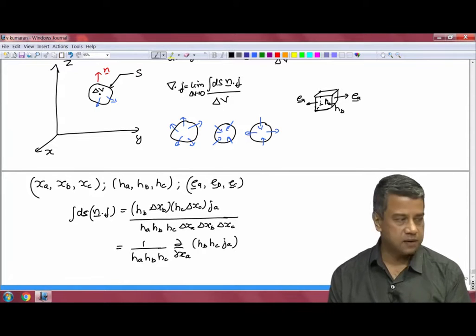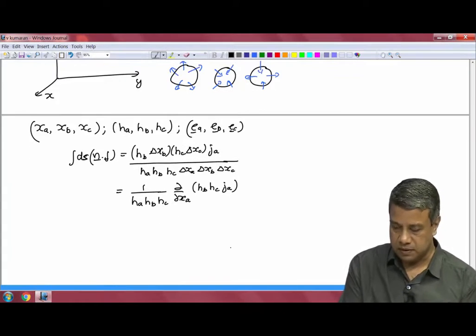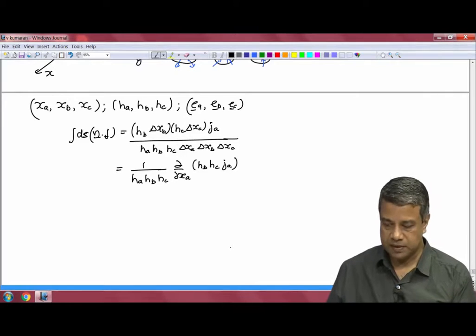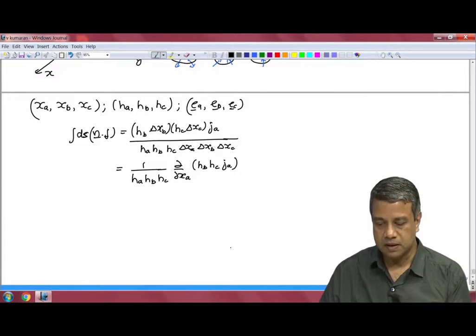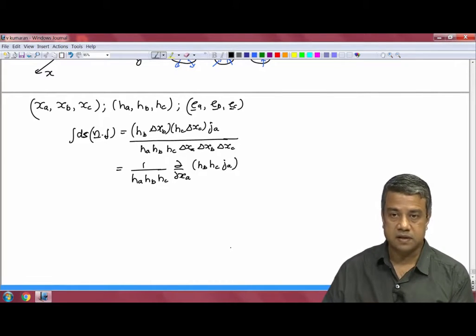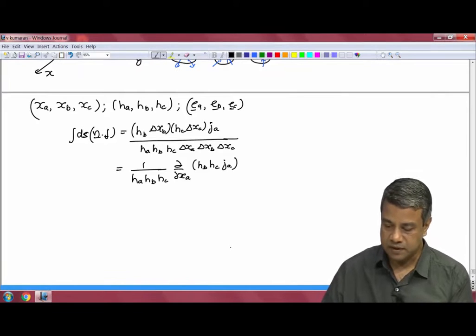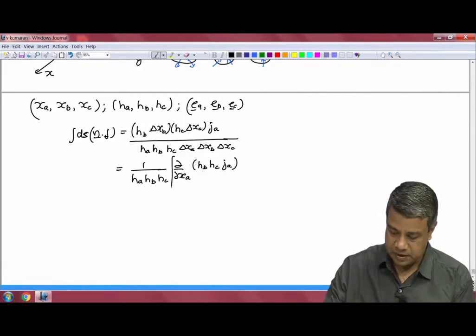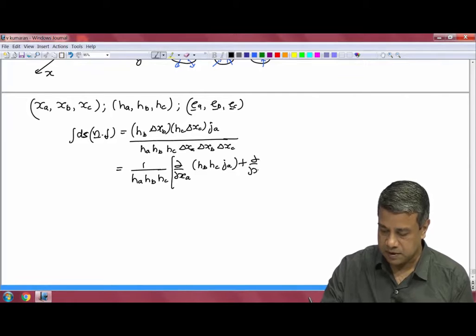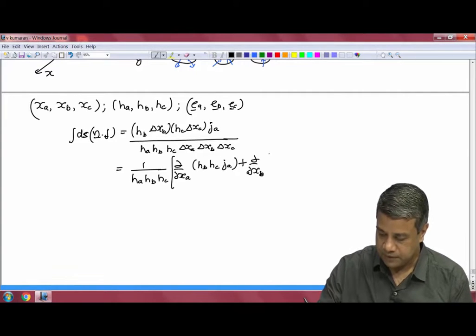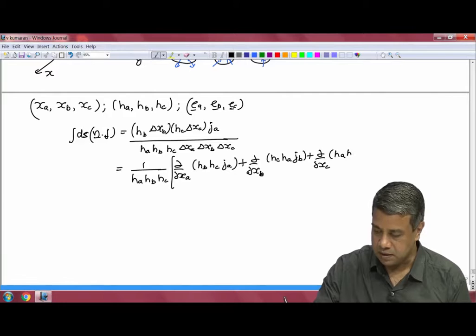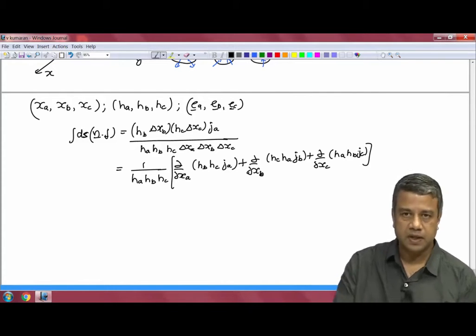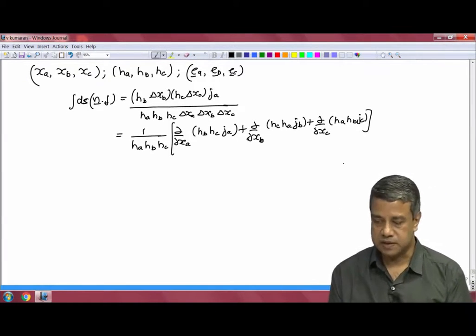Go back and refer to the calculation of the spherical coordinates in order to get this result. It is quite easy to get. The delta x b and delta x c will cancel out with the numerator and the denominator. The h b and h c are in general functions of x a. Therefore, I take the derivative of h b h c j a with respect to x a, and in the other directions I will get partial by partial x b of h c h a j b plus d by dx c of h a h b j c. So, this is the expression for the divergence in a curvilinear coordinate system.